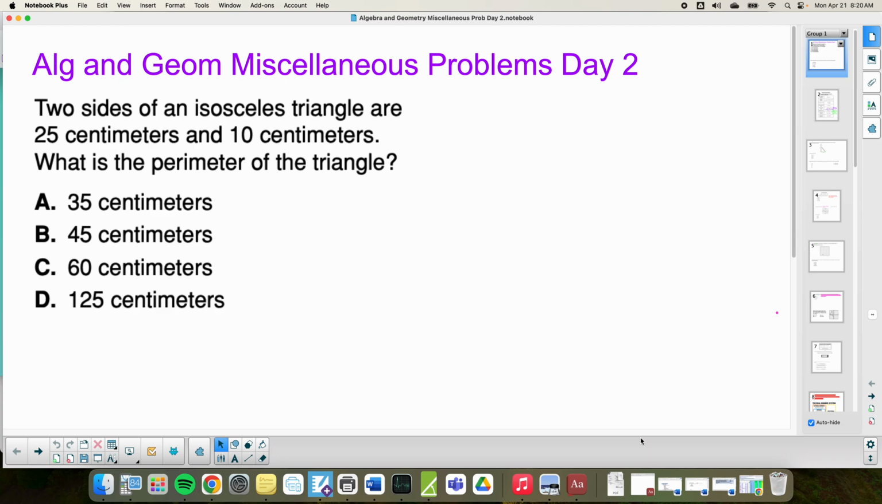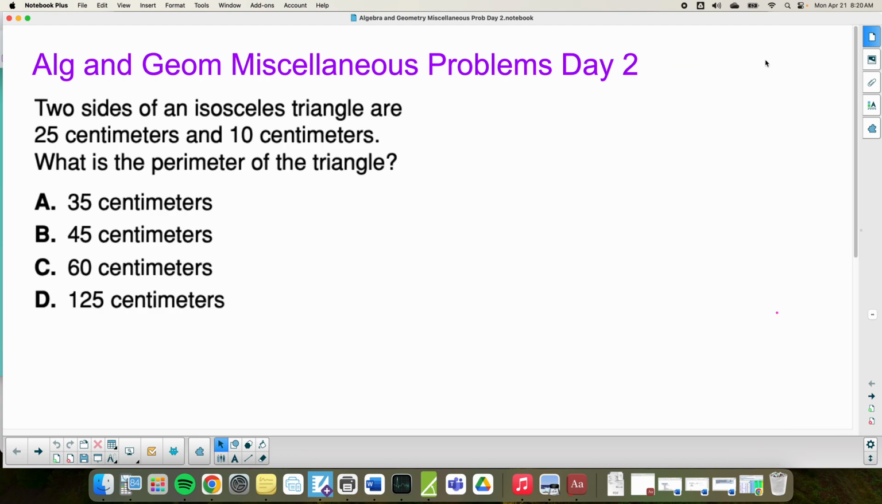So the first thing here, it says two sides of a triangle are 25 centimeters and 10 centimeters. Or I'm sorry, two sides of an isosceles triangle. Do you guys remember what an isosceles triangle is? Two sides are the same. Very good.